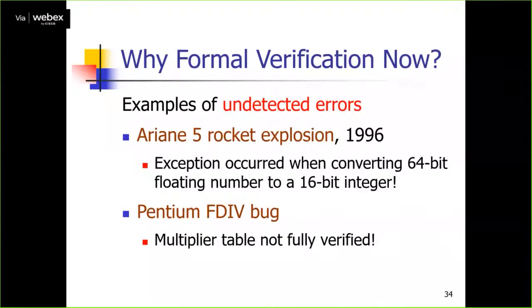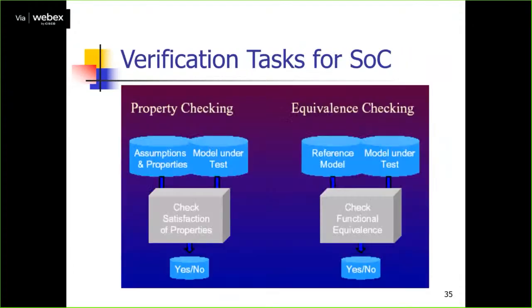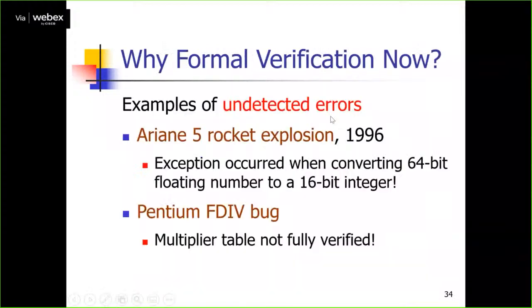But the major thing is the multiplier table, which was derived at a Pentium FDIV, which was not fully verifiable. So that had a bug, and that's why the explosion was not properly prevented. That is what caused the failure in the Ariane 5 rocket explosion. So these are the design failures that happen if I am not doing formal verification.